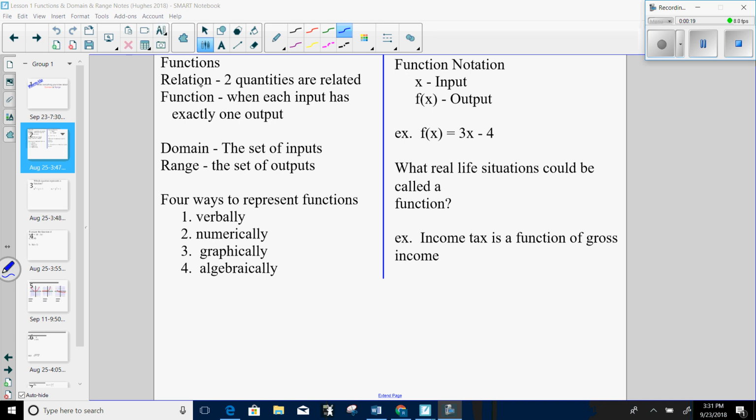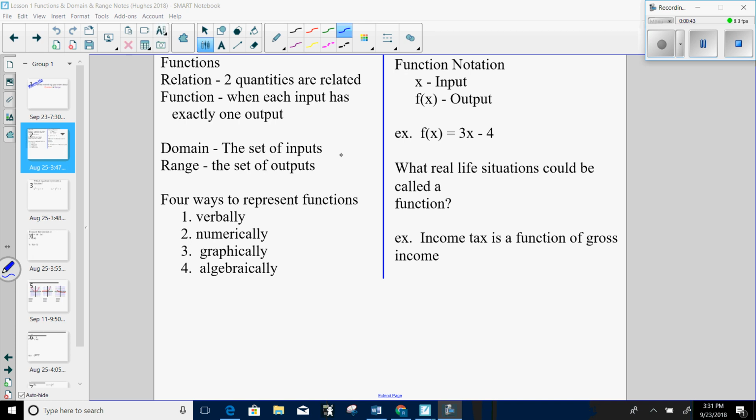There's two different definitions we're going to talk about. A relation is just a relationship between quantities, whereas a function has a specific definition. A function is a relation in which each input has exactly one output, and you've talked about what a function is a lot in Algebra 2 and so on. So what are we going to talk about with what a function is? We're going to talk about domain and range.